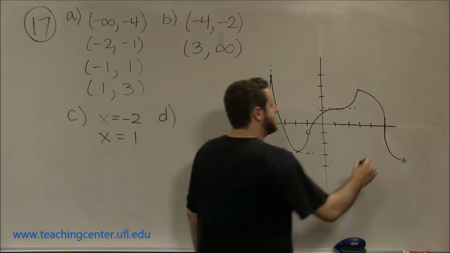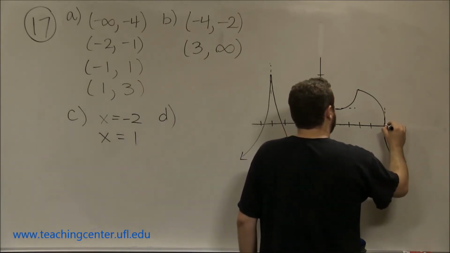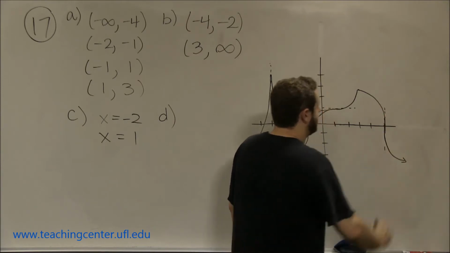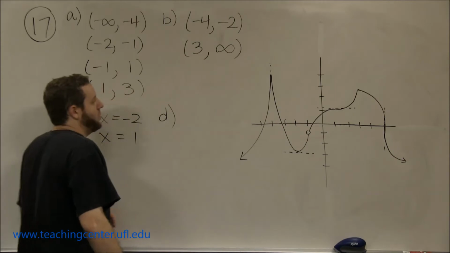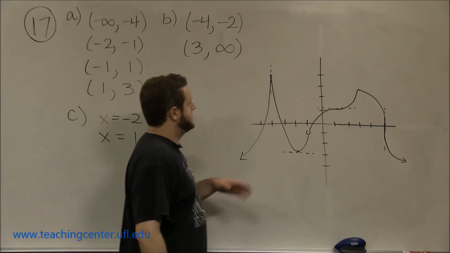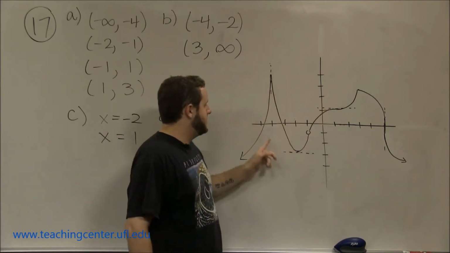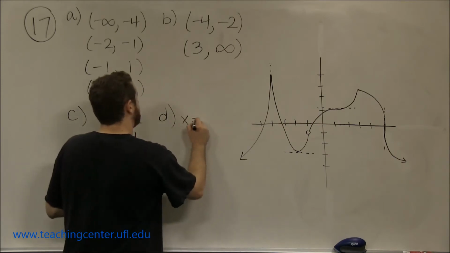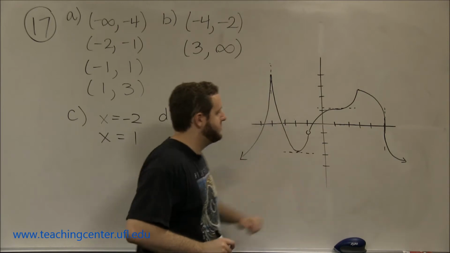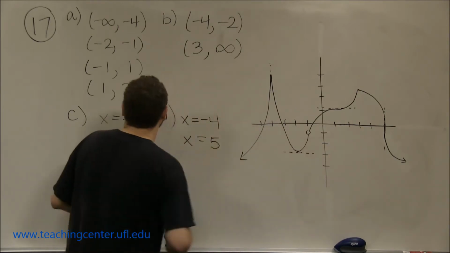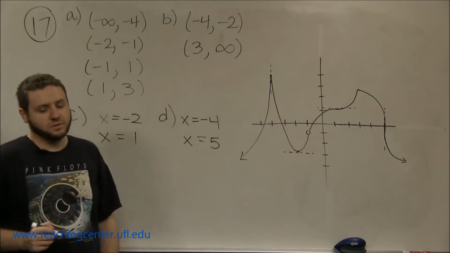We would also have a vertical tangent line right over here where our graph actually goes vertical for 1 point and then continues curving. So we have 2 vertical tangent lines, one here and one here. So those are at x equals -4 and at x equals 5. 2 horizontal tangent lines, 2 vertical tangent lines.